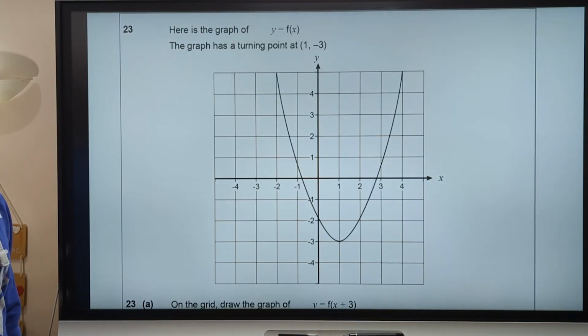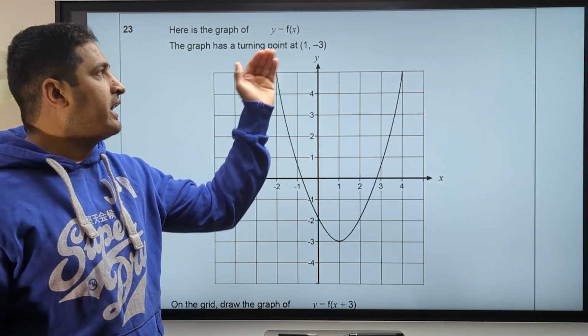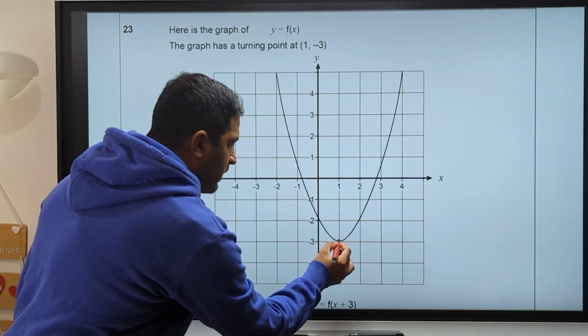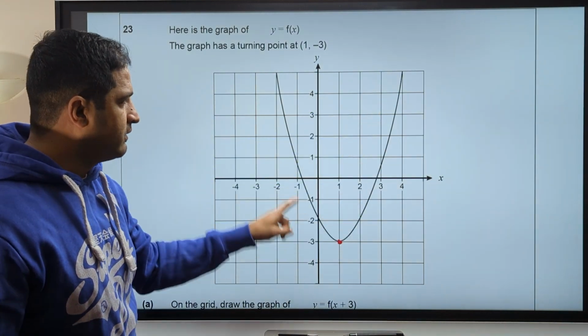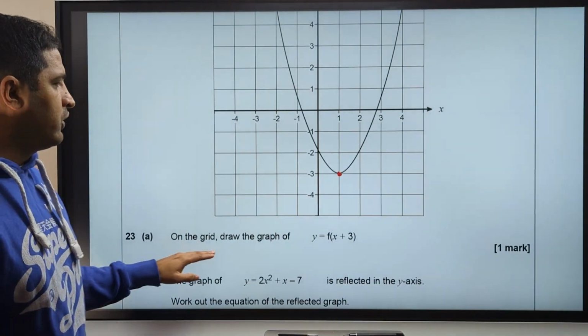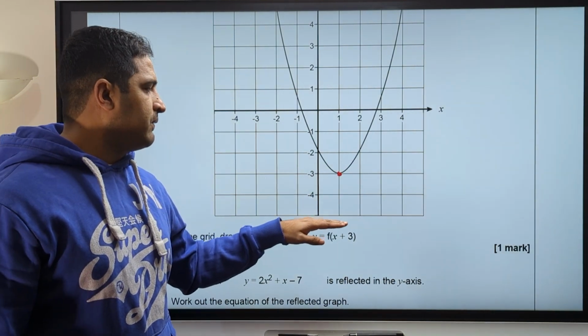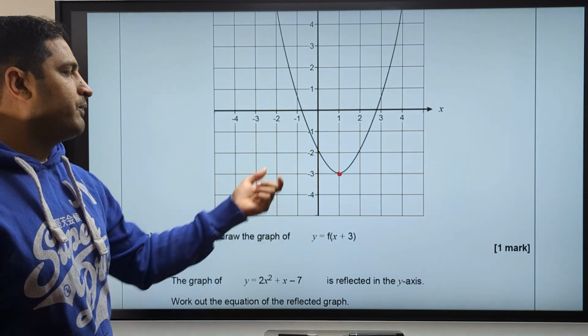Here's a graph of y equals f of x. The graph has a turning point at 1, negative 3. So that's the point here, 1, negative 3. And this is the function of x here. Whatever that is, it seems like a quadratic function, but that's f of x. On the grid, draw the graph of f of x plus 3. So we're adding 3 to that.